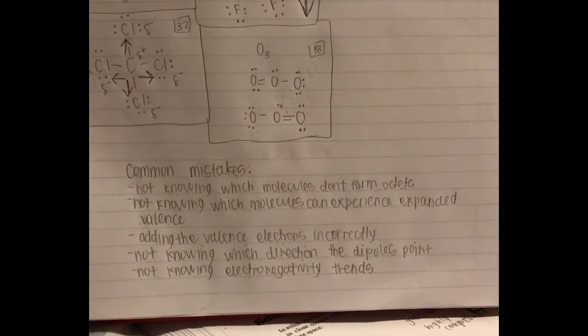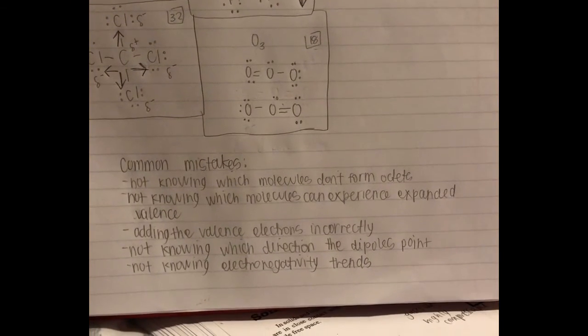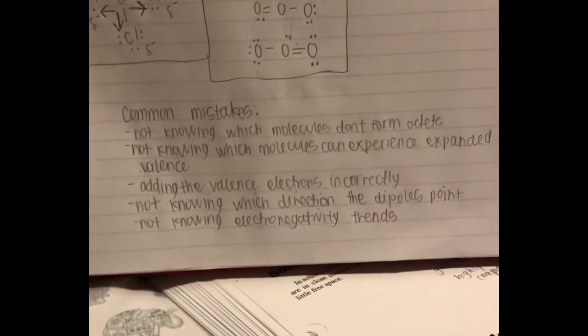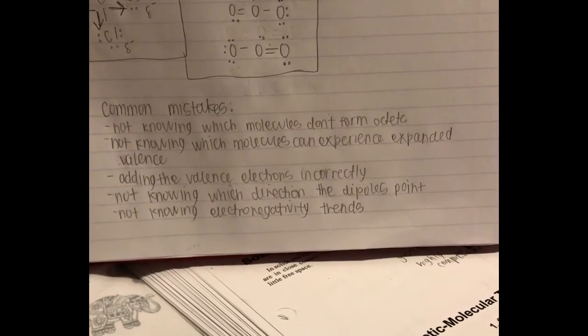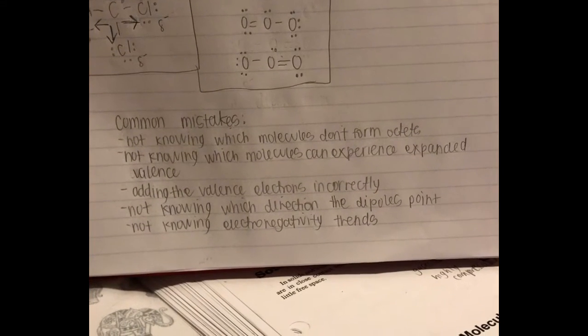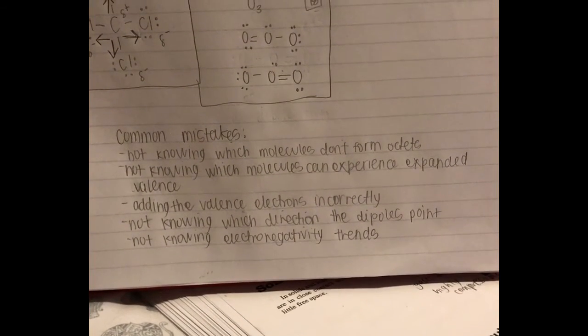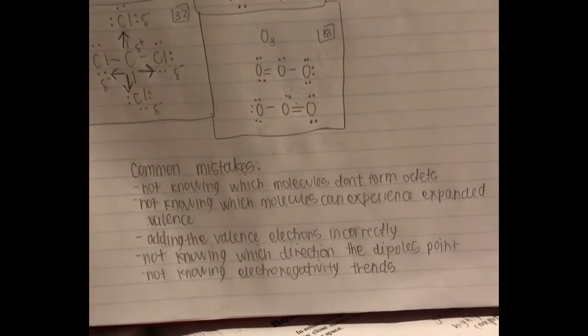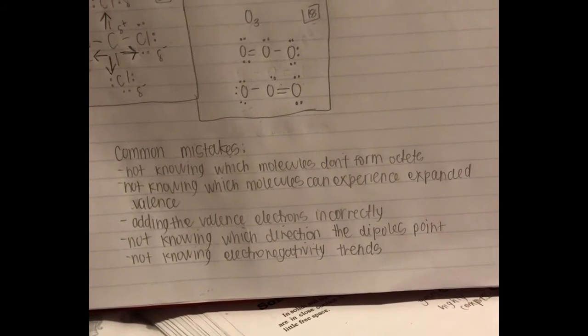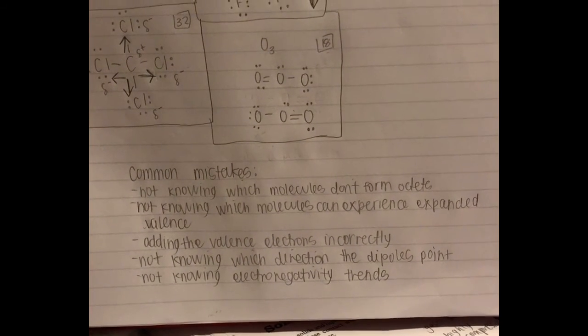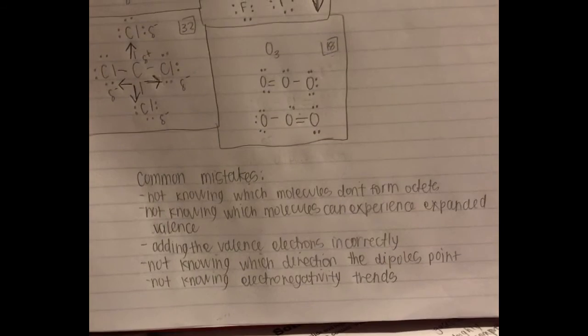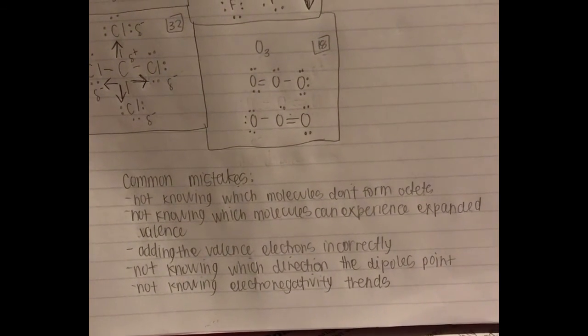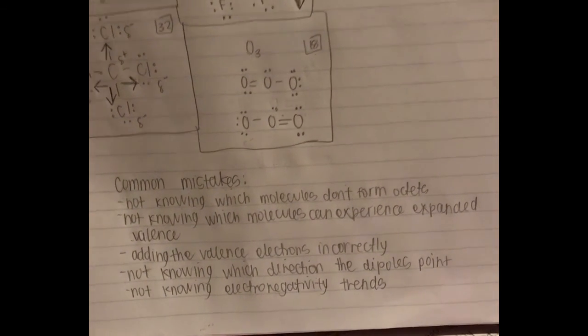Some common mistakes include not knowing which molecules do not form octets, like beryllium in this atom, not knowing which molecules can experience expanded valence, adding the valence electrons incorrectly, not knowing which direction the dipoles point, causing them to be incorrect, and not knowing the trends in electronegativity on the periodic table.